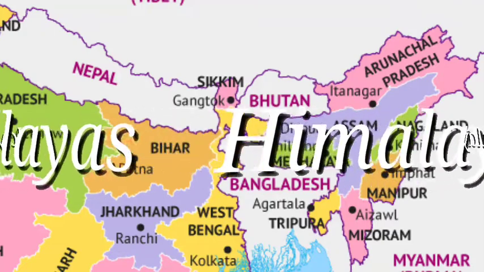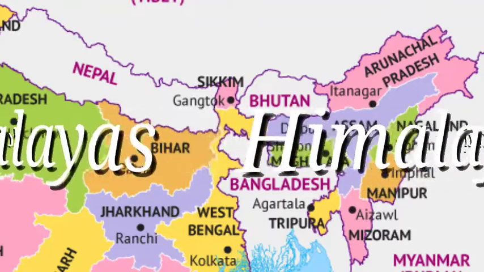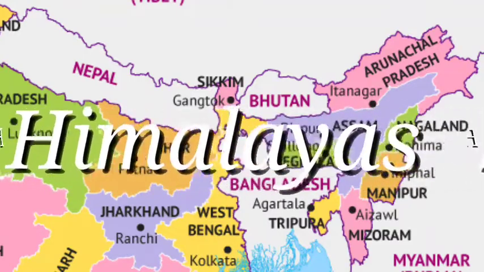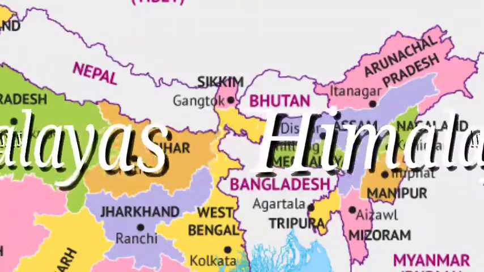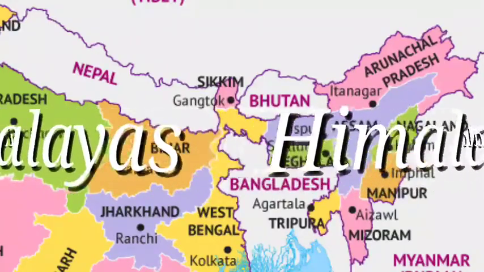So now we'll discuss about greatness of Himalayas. Himalayas act as a barrier protecting the great plains of India from cold winds of Central Asia. Himalayas are responsible for summer and monsoon type of climate. Himalayan rivers are making the plains very fertile.